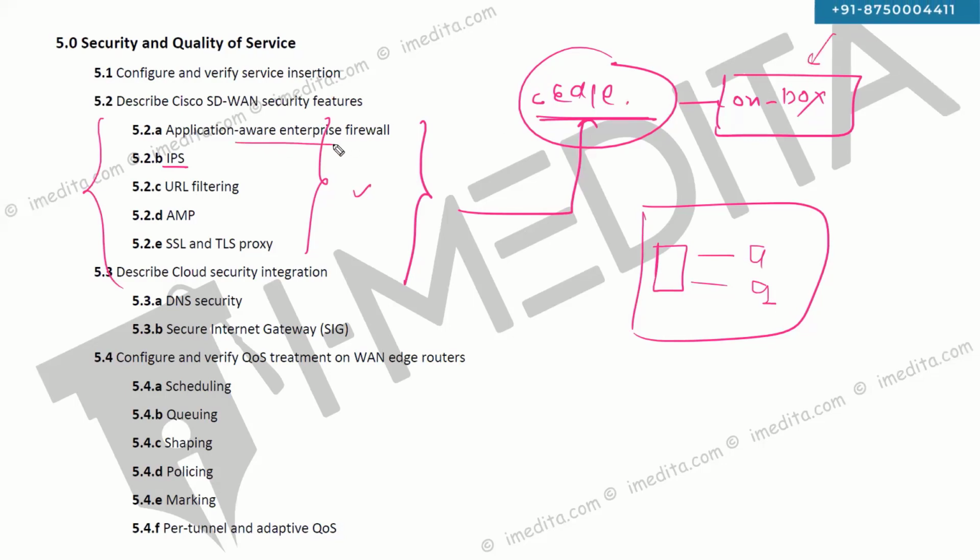We can enforce the application-aware firewall, IPS, URL filtering, AMP, SSL/TLS proxy, AMP and Threat Grid, DNS security, and secure internet gateway. We can add all these security-related things on the box itself. We will not require dedicated hardware for the same.